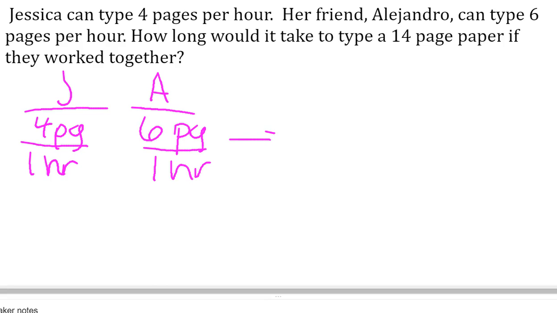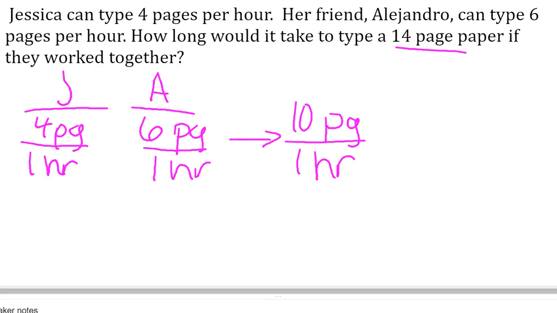So that means that together they are able to type 10 pages. If they were both typing in the course of 1 hour, they would have 10 pages. But we're not asked how many pages they're able to type in an hour. We're asked to figure out how long it will take them to type 14 pages.